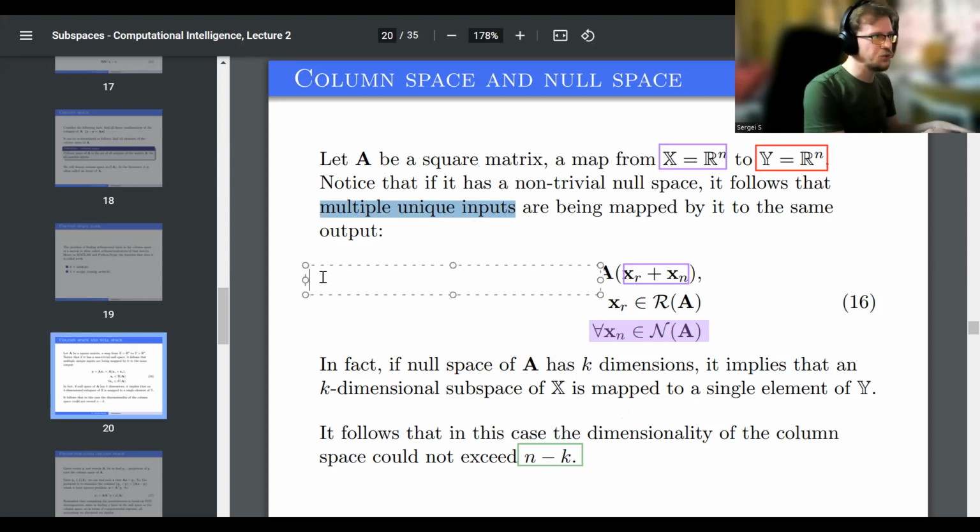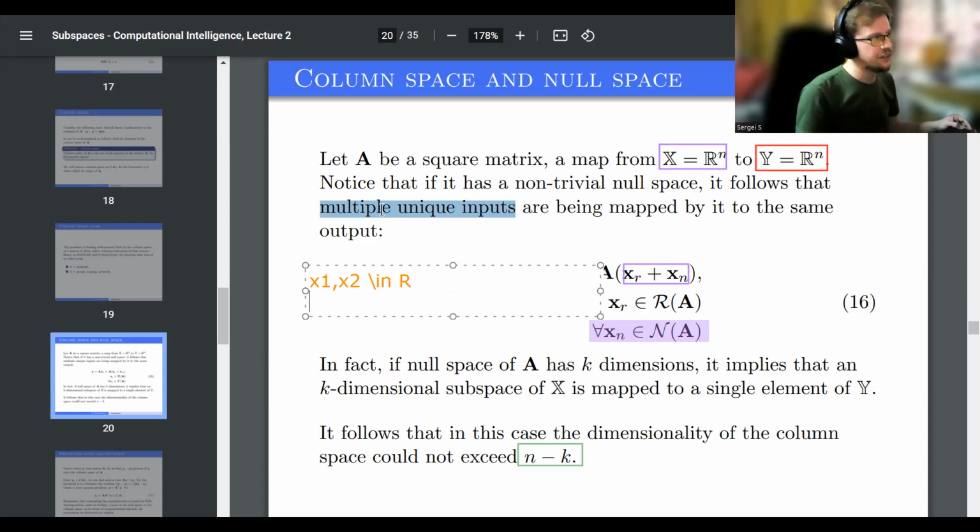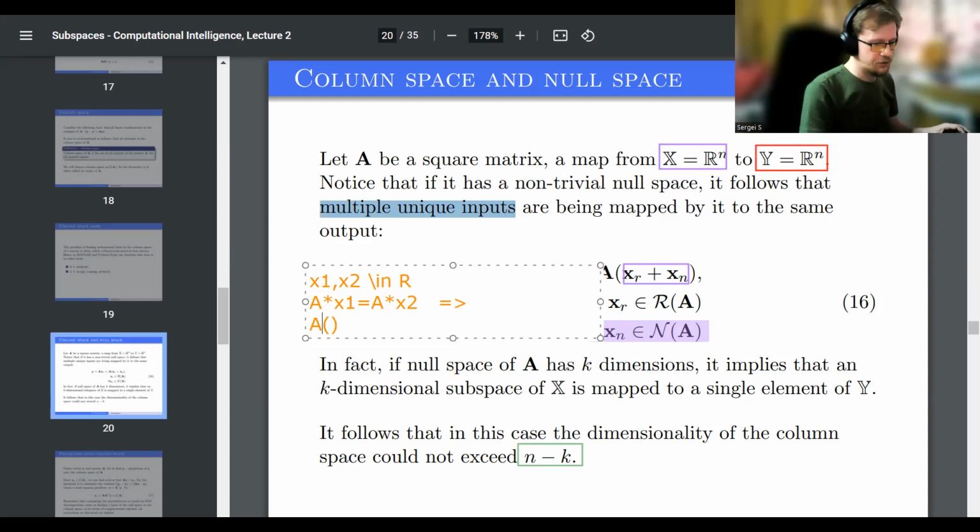So if x1 and x2 are in the row space, then we can prove that they cannot map to the same element in the column space, right? Let's assume that they do. This is how we can prove it by contradiction. Assume that they do map to the same element. This implies the following: A times (x2 minus x1) is equal to 0, which implies that the difference lies in the null space.